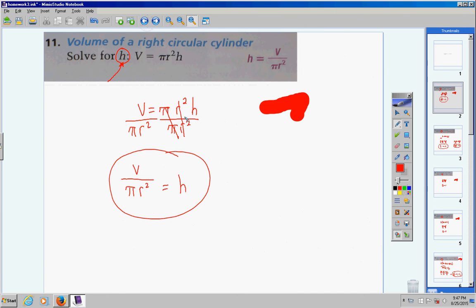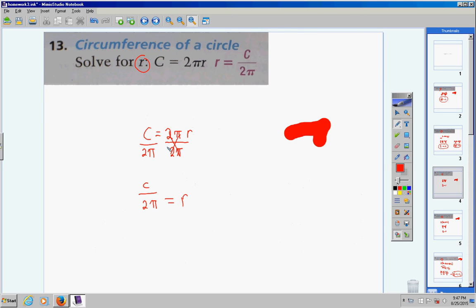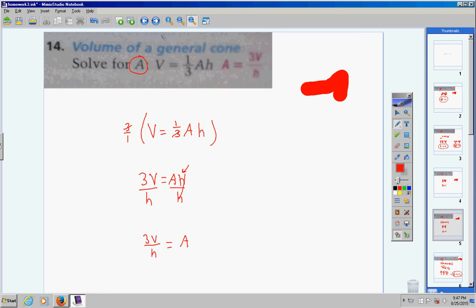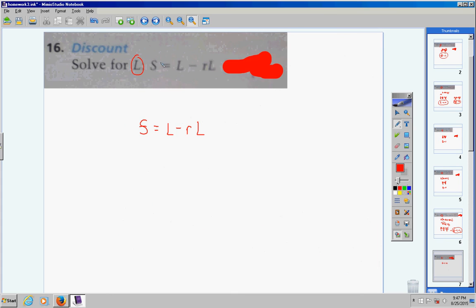When you divided here, you had one term with an H. When you divided right here, you had one term with a W. When you divided here, you had one term with an R. When you divided here, you had one term with an A. When you divided right here, you had one term with a B subscript 2. When you divide here, you've got two terms with the letter L. So this is where factoring comes in. Pull out the L, and you're left with 1 minus R.